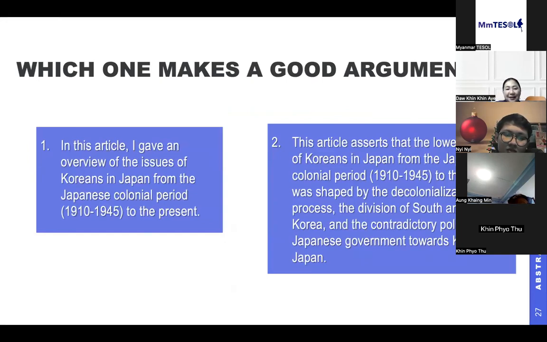In this article, I give an overview of the issue of Koreans in Japan from the Japanese colonial period to present. This article asserts that the lower position of Koreans in Japan from the Japanese colonial period to the present was shaped by the decolonization process, the division of South and North Korea, and the contradictory policies of the Japanese government towards Koreans in Japan. 1 or 2? Okay, 2.